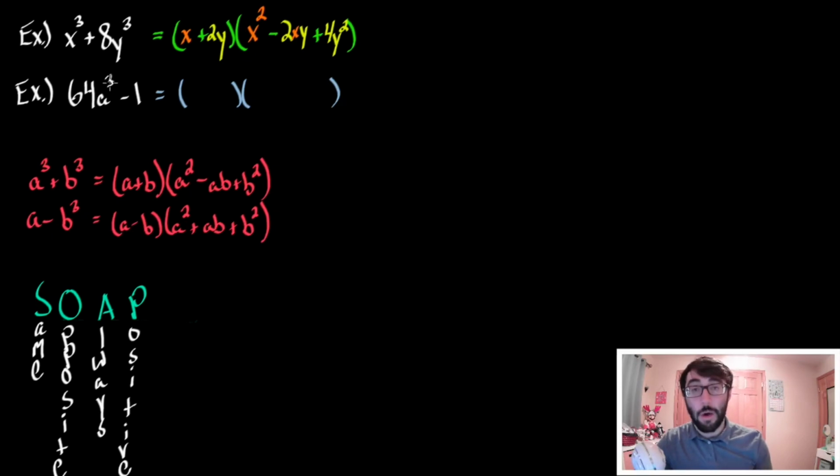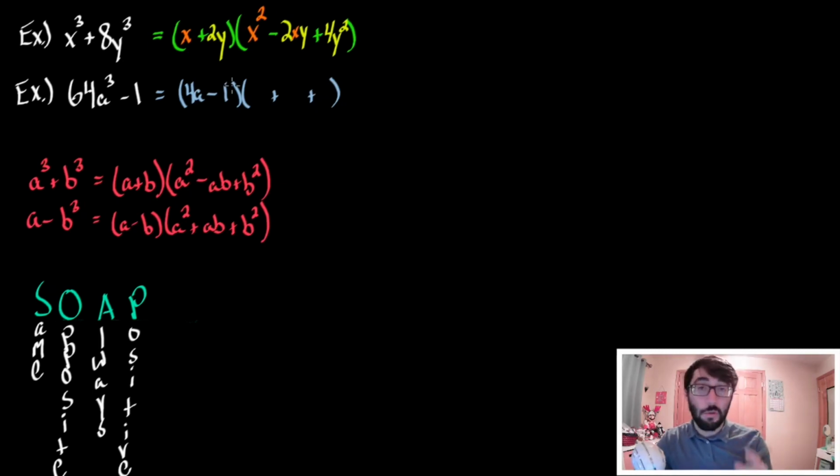And now we can go ahead and use SOAP to figure out our signs. Same, opposite, always positive. So I chose subtraction because the first sign was subtraction, so same. The second one is addition because opposite. And the last one is always positive, so always addition. And now I take the cube root of each individual term. So the cube root of 64a cubed is actually 4a, and the cube root of 1 is 1. So we have 4a minus 1 as our binomial.